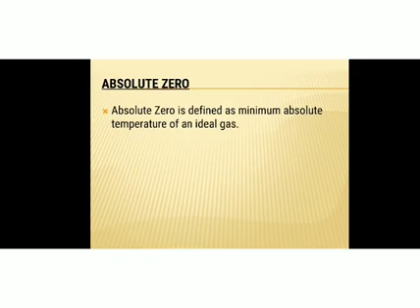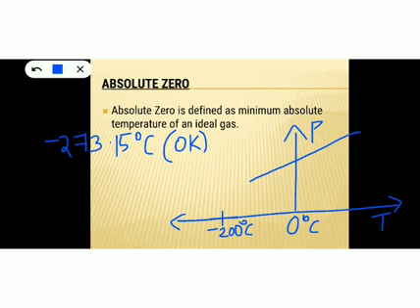Now what do you mean by the concept of absolute zero? Absolute zero is defined as minimum absolute temperature of an ideal gas. And you had already studied about ideal gas and its properties, also the ideal gas equation in your chemistry classes. And what is the ideal gas equation? It is PV equal to nRT. And you are familiar with this equation. So absolute zero is defined as the minimum absolute temperature of an ideal gas.